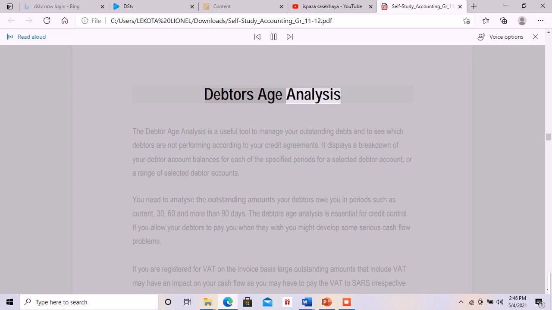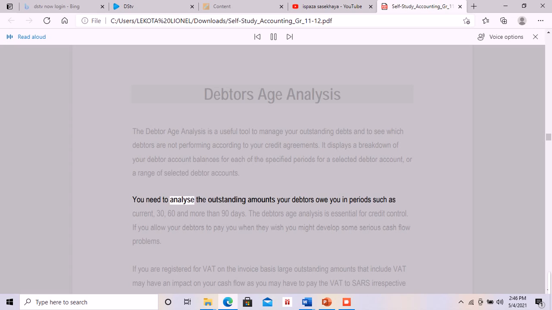Debtors Age Analysis. The Debtor Age Analysis is a useful tool to manage your outstanding debts and to see which debtors are not performing according to your credit agreements. It displays a breakdown of your debtor account balances for each of the specified periods for a selected debtor account, or a range of selected debtor accounts.